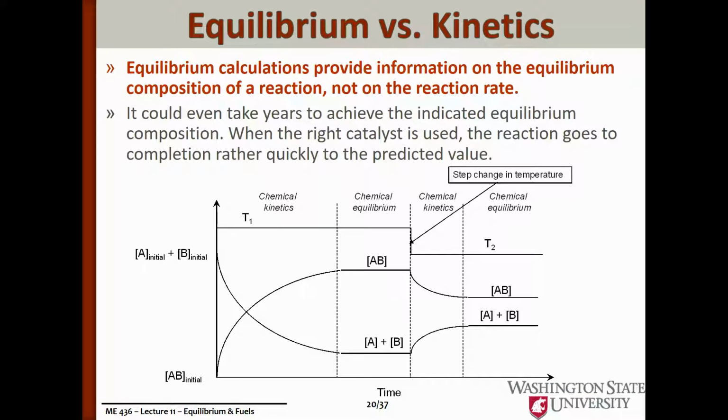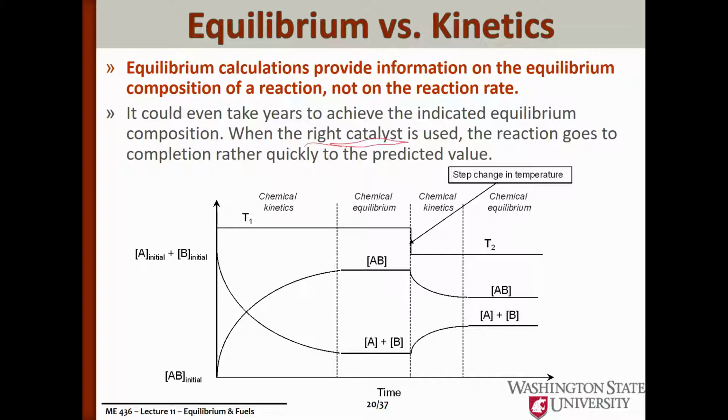Okay, so briefly for a moment, I want to talk again about the difference between equilibrium and kinetics. So the equilibrium calculations that we can do, they provide information on the final composition of a reaction if given infinite time. Now in some reactions at high temperature, infinite time doesn't actually take all that long because the kinetics are so fast, it's going to get to equilibrium perhaps in a matter of milliseconds or less. At low temperature, it could take years or millennia to get to equilibrium.